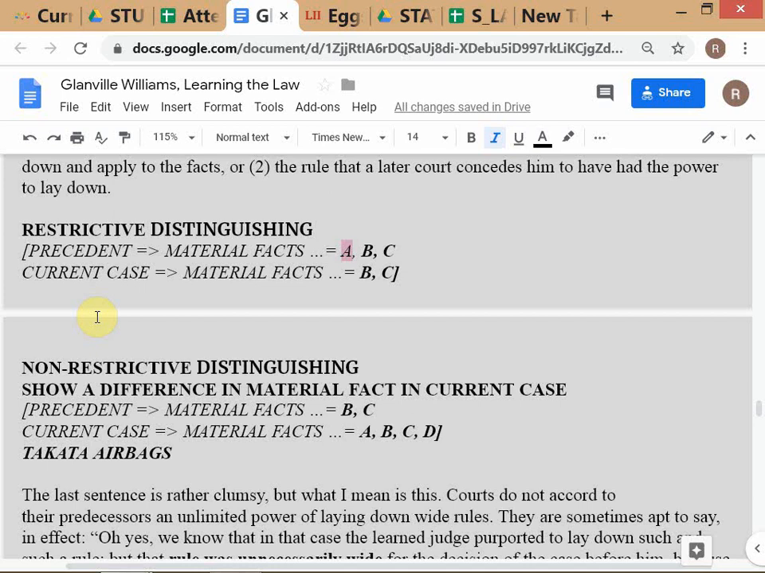Now let's assume that, obviously this is not true, but let's assume that only boys smoke hookahs. If we can assume that, and we can also show that the facts of the case are such that the people smoking hookahs in the hostel were only boys, then we are trying to understand what is meant by restrictive distinguishing.